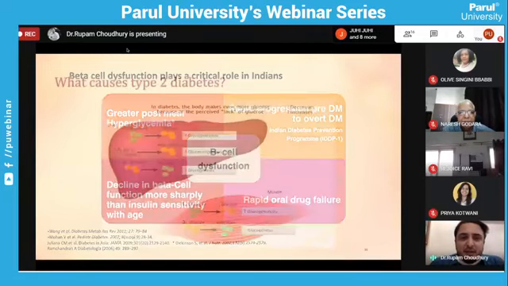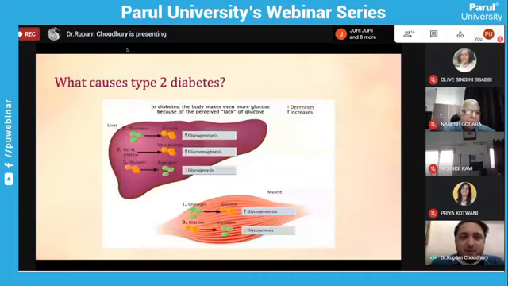So what causes type 2 diabetes? We are almost all aware, but a very important role, apart from the pancreas, is played by the liver, because we know the liver does processes like glycogenolysis, gluconeogenesis, and glycogenesis. Glycogenolysis is the conversion of glycogen, which is the storage of energy in the liver. When we need energy, glycogen converts into glucose through glycogenolysis.